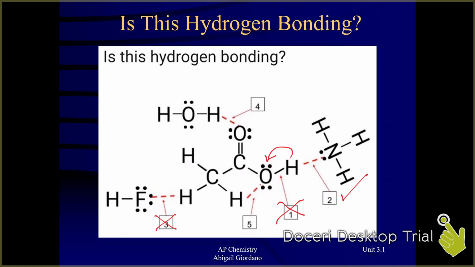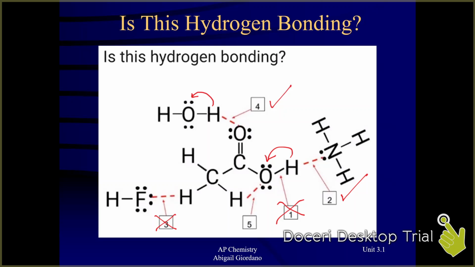Okay, let's come up to the top. All right, box number 4. Between two different molecules, check. It's between hydrogen and one of the FON elements, check. And look at what the hydrogen is actually bonded to, one of the FON elements, check. This is hydrogen bonding.